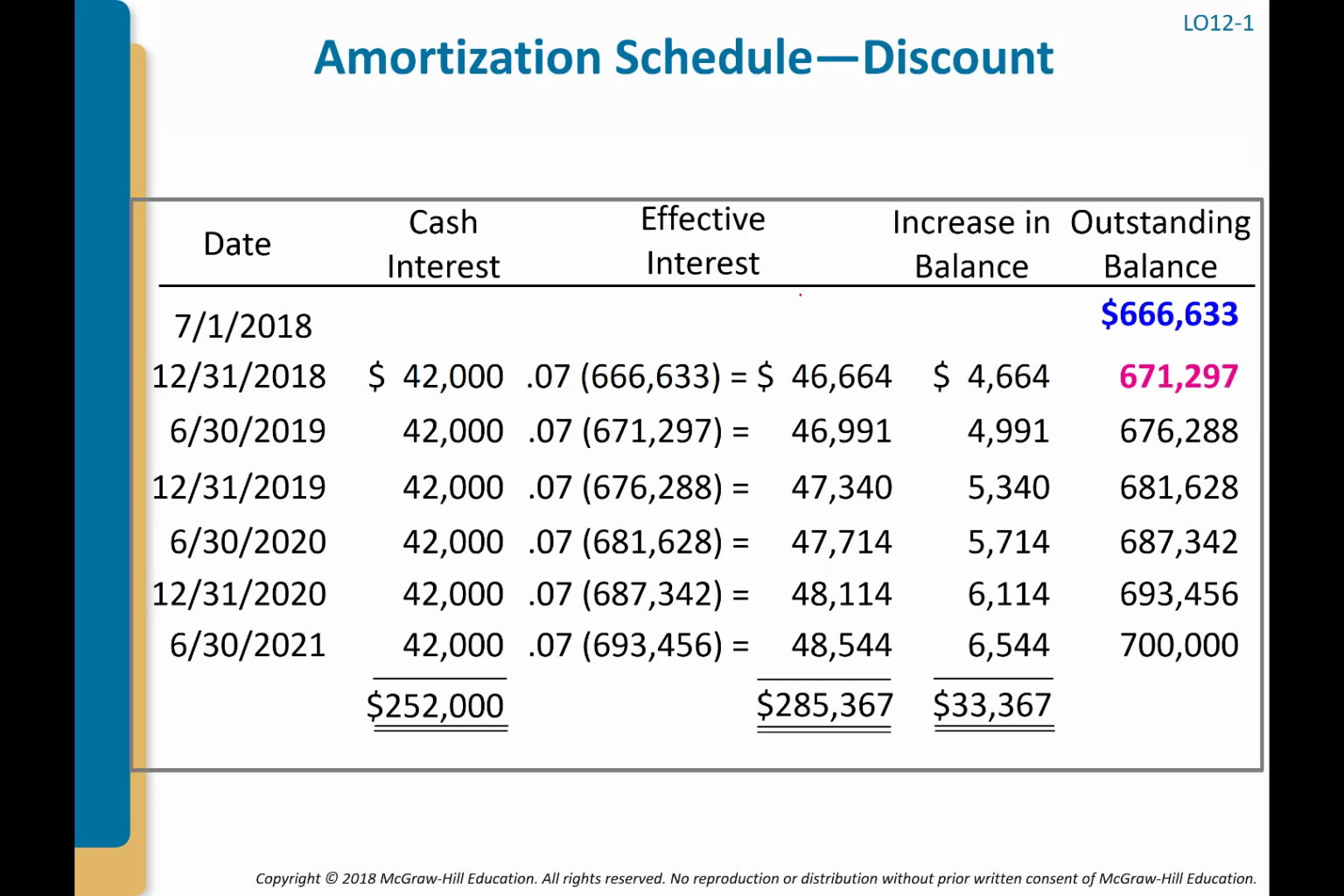Intuitively, you know it's got to go up. That much you know for sure, because how much are we going to receive at the end of this? The full 700,000, right? Okay, we would just continue on like that.